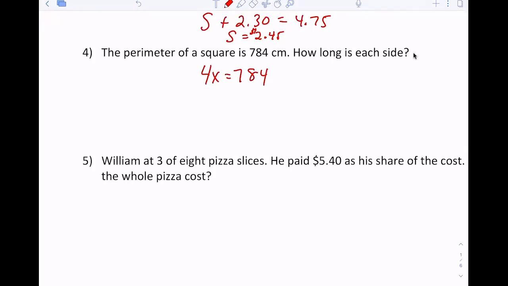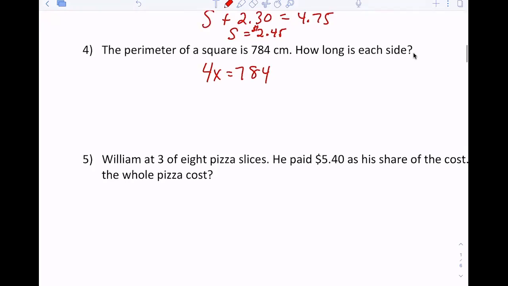I promise you it's going to get much more difficult, and I can't say it over and over enough. We're building right now. We're going basic. And when you get to the harder problems, because you can set up the easy ones, you can set up the hard ones. All right, so here we go. Now you can tell me what is 784 divided by 4. 196 centimeters. All right, 196. Thank you, guys.